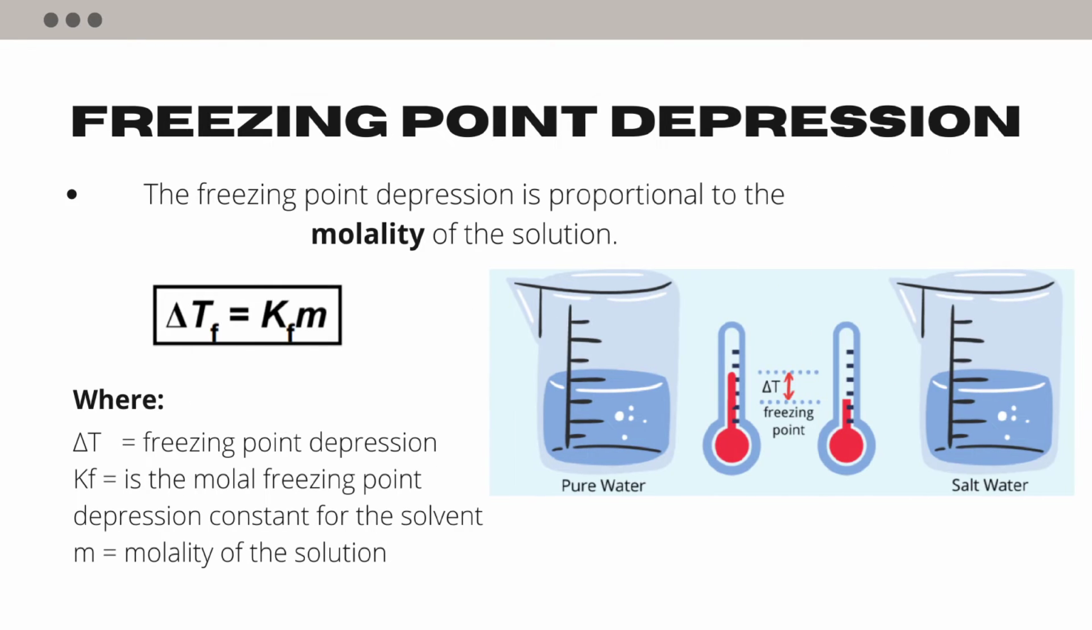Let's go to the equation of freezing point depression. The freezing point depression is proportional to the molality of the solution. The equation is ΔTf = Kf × m, where ΔTf refers to the freezing point depression, Kf is the molal freezing point depression constant for the solvent, and m is the molality of the solution.